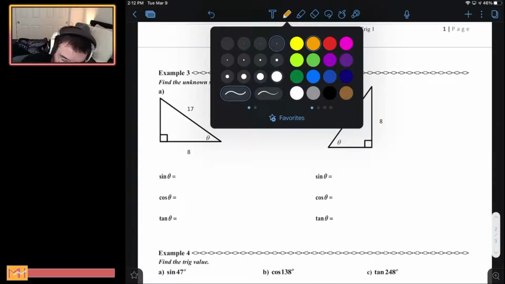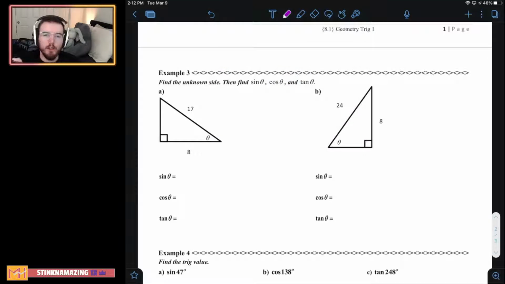Okay, so let's do what's probably the more difficult part of this lesson, the trigonometry.